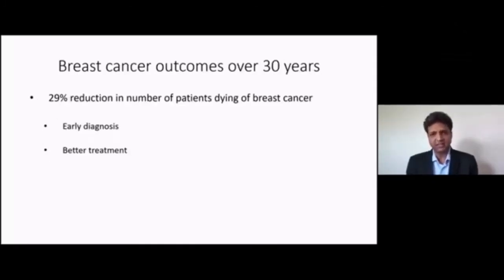Over the past 30 years, we've gotten much better in terms of managing patients with breast cancer. In fact, over the past 30 years, there's been a 29% reduction in the number of patients dying of breast cancer. So why do we think that is? Why are we getting better in terms of treatment? So we know that the incidence has been increasing over the past 30, 40 years. However, the death rate is coming down.